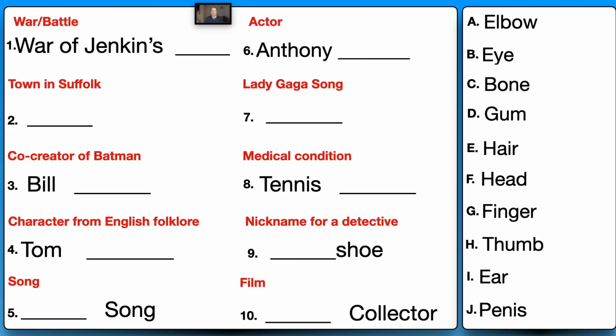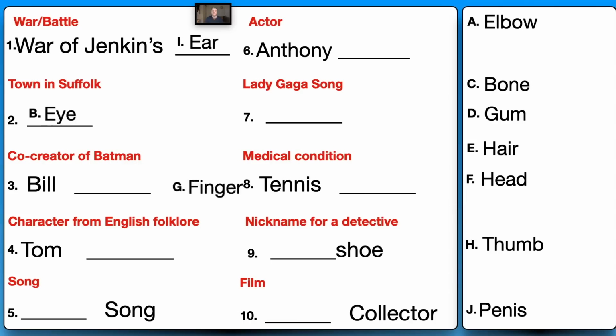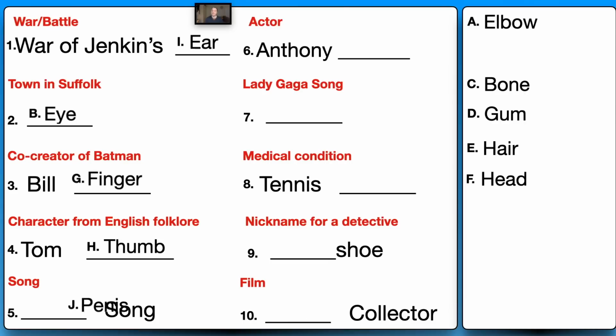The answers for round 2, number 1, the war or battle is War of Jenkins' Ear. Number 2, the town in Suffolk is Eye. Number 3, the co-creator of Batman is Bill Finger. Number 4, the character from English folklore is Tom Thumb. And the song, it's a Monty Python song, quite funny, is the Beatles song.